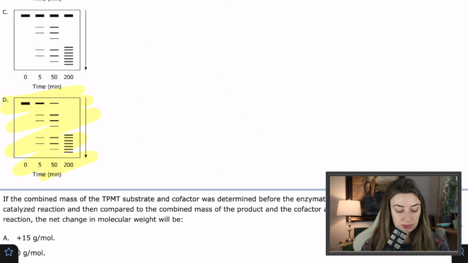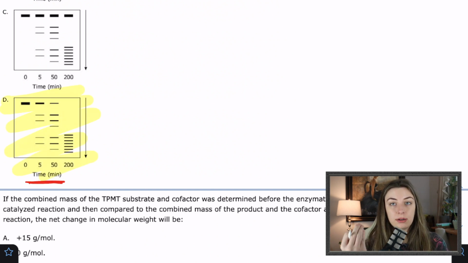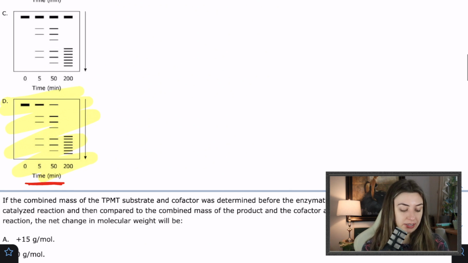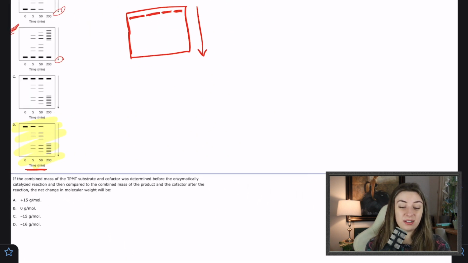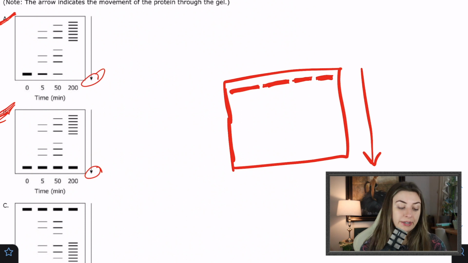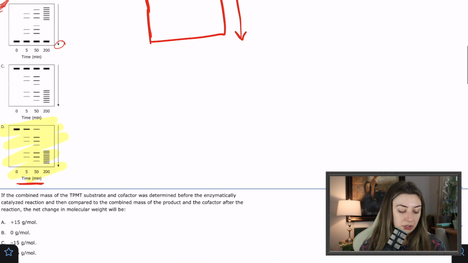It's going to look like D. So over time, you're going to see that well decrease in size as its constituents move down the gel. So it's going to look like D. So you really didn't have to know anything about the products of the proteolysis of TPMT and all that stuff. You didn't have to know that. Thank goodness. That would have made this question a lot harder.